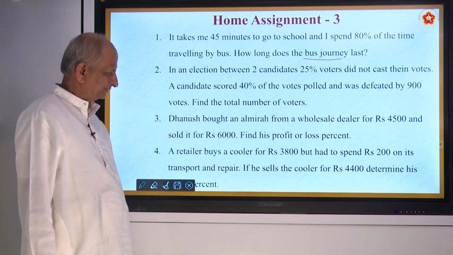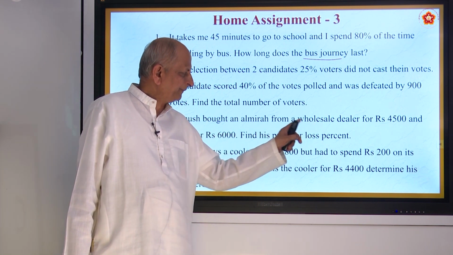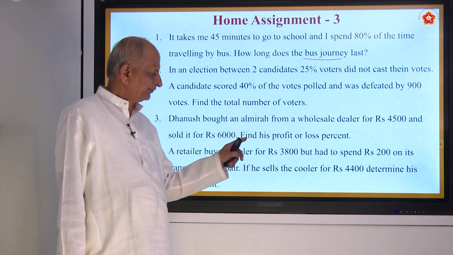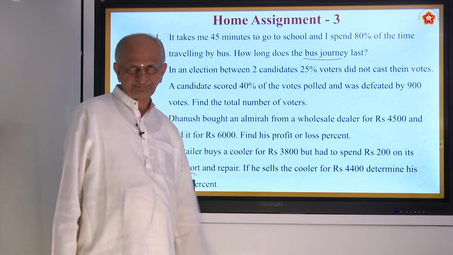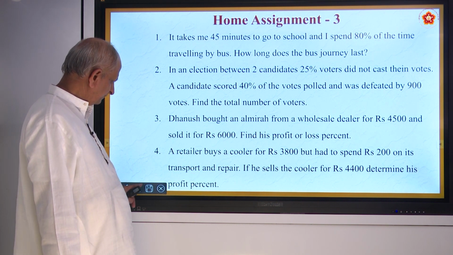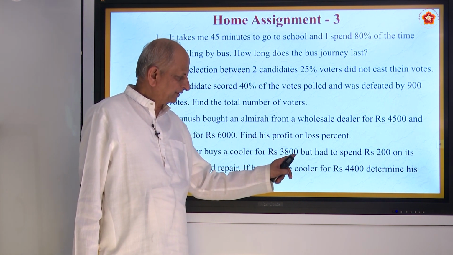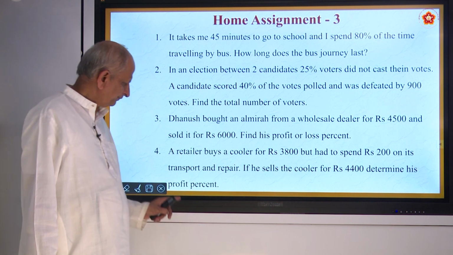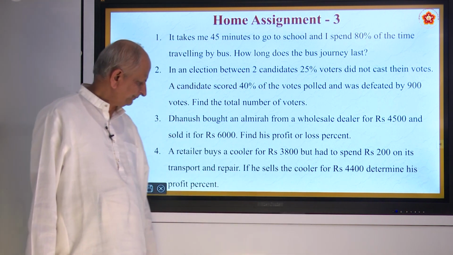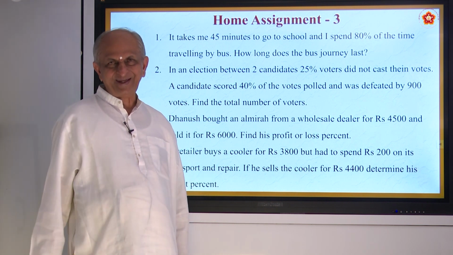It's a little challenging question. Okay, let us see who will do it. Dhanush bought an Almirah from a wholesale dealer for rupees 4,500 and sold it for 6,000 rupees. Find his profit or loss percentage. And next question is, a retailer buys a cooler for rupees 3,800 and had to spend about rupees 200 on its transport and repair. If he sells the cooler for 4,400 rupees, determine his profit percent. Okay. Thank you.